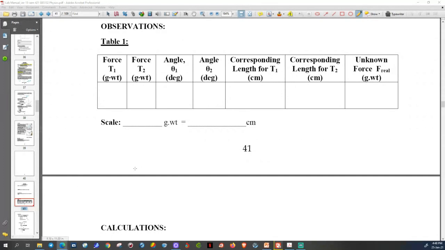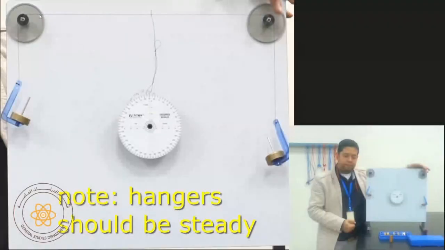Okay, can you hear me? Let me pause the video. The two things that were mentioned in the video, what are those two things? Number one, the string must be over the pulley. And number two, the hangers should be steady. Steady means not swinging, not moving. Those two things are what we call sources of error or precautions.